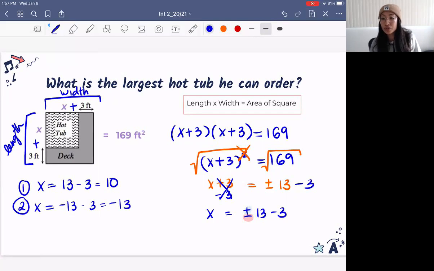So yes, we have two solutions currently for this equation, but not both of them actually is a solution. Only one of them is the solution, and the solution here is going to be the positive 10. The -13 doesn't make sense in this case because we're looking for a length and a width. And length and width can never be negative because you can't have a negative width, you can't have a negative length, only positive in this case. So here we only technically have one actual solution, even though it came out with two. So we have 10 by 10. Therefore, our total size of our hot tub is 100 square feet.